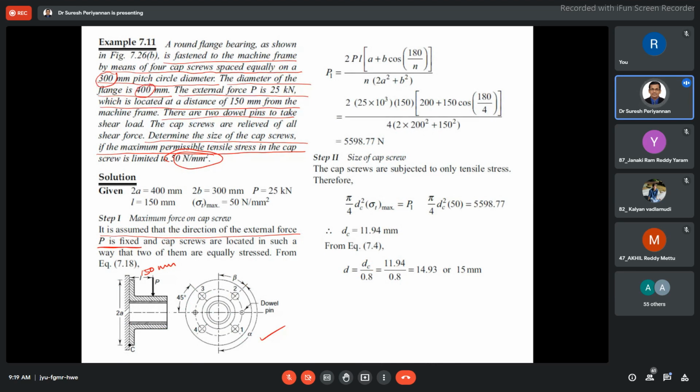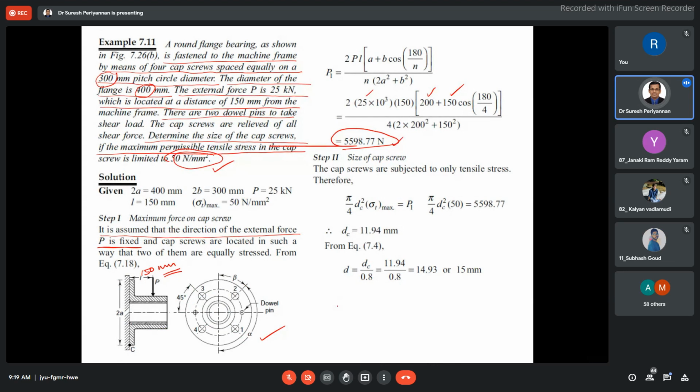A and B are given. A is 200, B is 150. Then substitute here, P is given, and the load acting distance, the offset distance, is given as 150 mm. Substitute here. Finally, we are going to find out the load. This is the P1. Now, in this P1, the permissible tensile stress is given as 50 Newton per mm square. Then, this is the load.